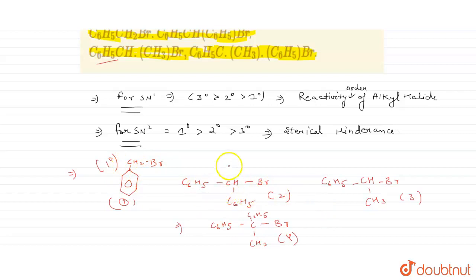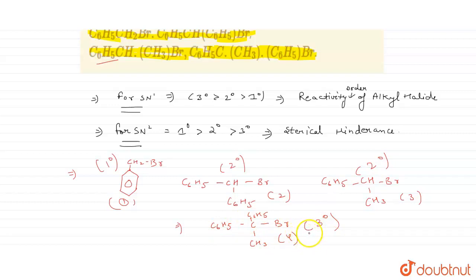This is a 2 degree alkyl halide. As you can see, this is also a 2 degree alkyl halide, and this is a 3 degree alkyl halide, because this alpha carbon is attached to 3 other carbons. So it is a 3 degree alkyl halide.